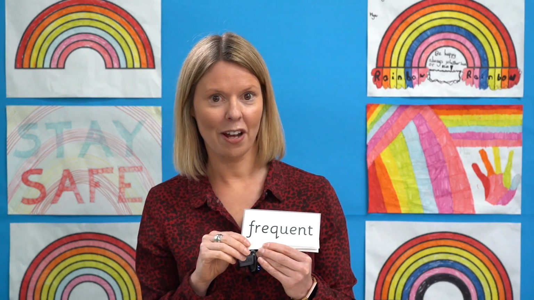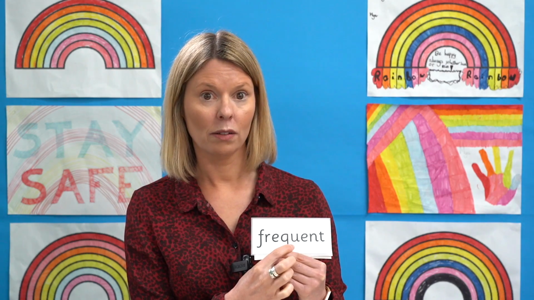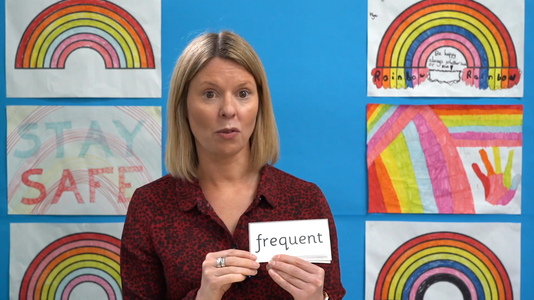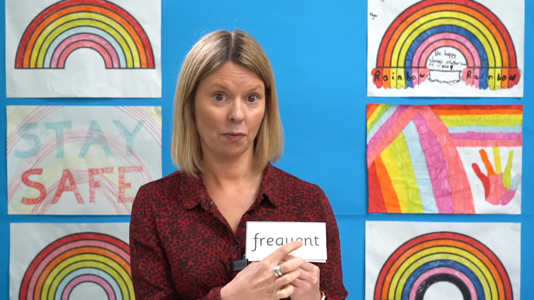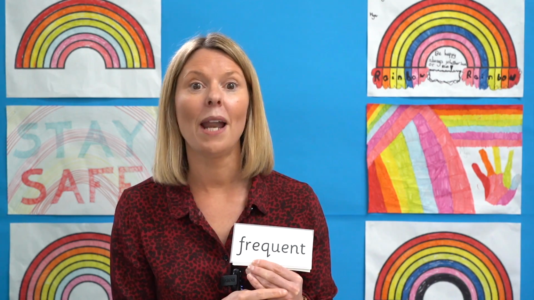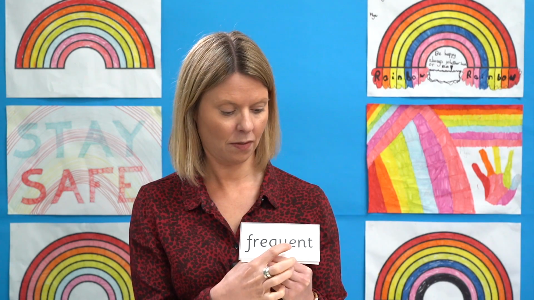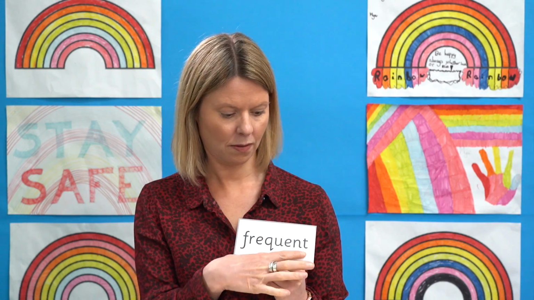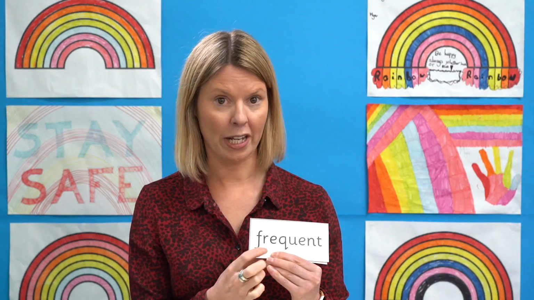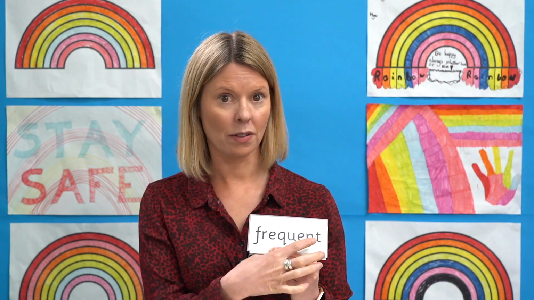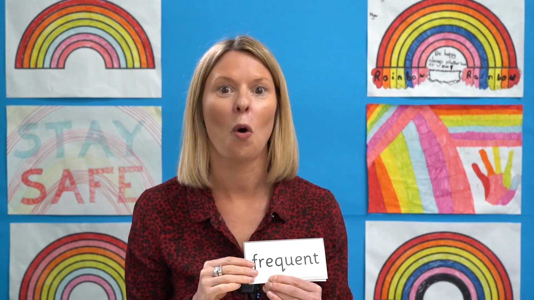Can you spot the digraph? That's right. The digraph is qu. Read each sound as I point. Now blend and read the word. F-r-ee, free, qu-e-n-t, frequent. Frequent. Did you get it right? Well done.